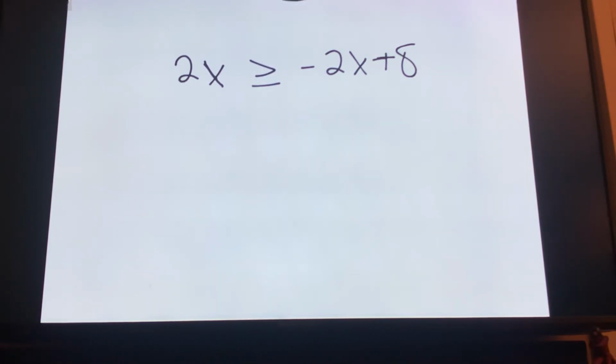Variables on the left, constants on the right. Variables on the left, constants on the right.